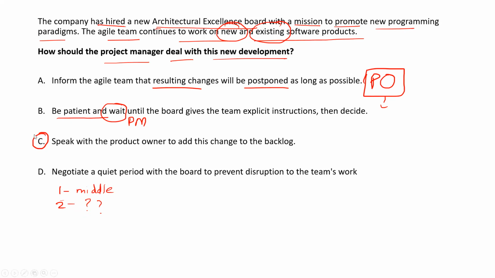Negotiate a quiet period with the board to prevent disruptions to the teamwork. D can never be the right answer because negotiation will be done with the product owner maybe. But the board cannot come directly. They have to go via the product owner. Because if they come directly, it means you will start entertaining the changes from the board instead of the product owner, and he will not be informed.